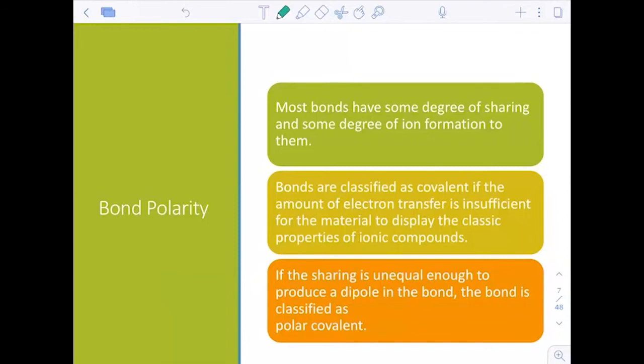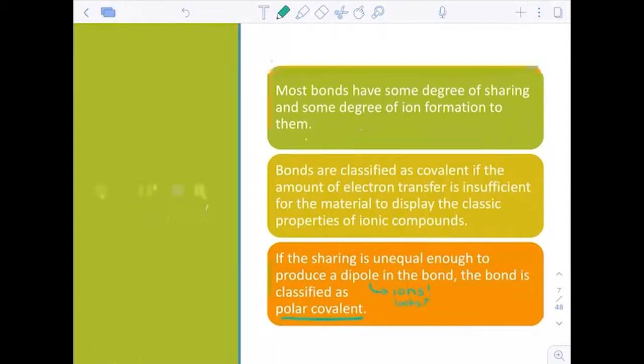So if the sharing is unequal to produce the dipole or the actual ions, right? Think about those little magnets, the plus charge and the minus. If there is an unequal sharing to produce the dipole, it starts to look like ions. And instead of classifying it as ionic, we're going to start classifying it as polar covalent. So it might look like ions, but we'll still be able to say, yeah, it's covalent, they're shared, but they're not equally shared. One atom holds the electrons tighter than the other one does.